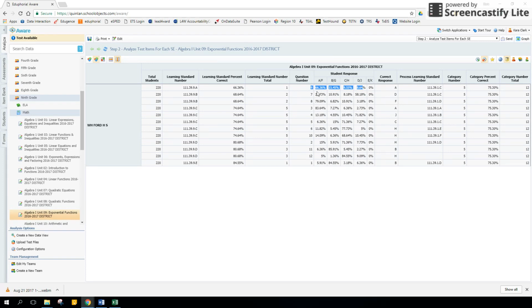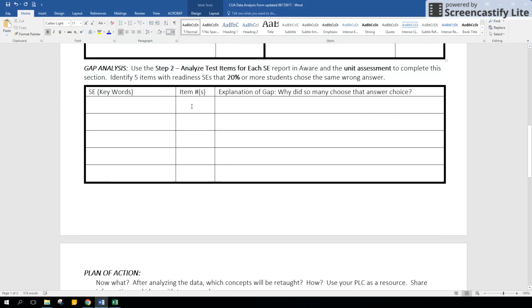So A, we had 66%. 15 chose B, 10 chose C, 9 chose D. So that question's good. Looking at number 7, the correct answer is D. We had 58% choose D, 8% choose C, 11% choose B, and 23% chose A. So we are definitely going to want to look at this question. So I'm going to record 7.